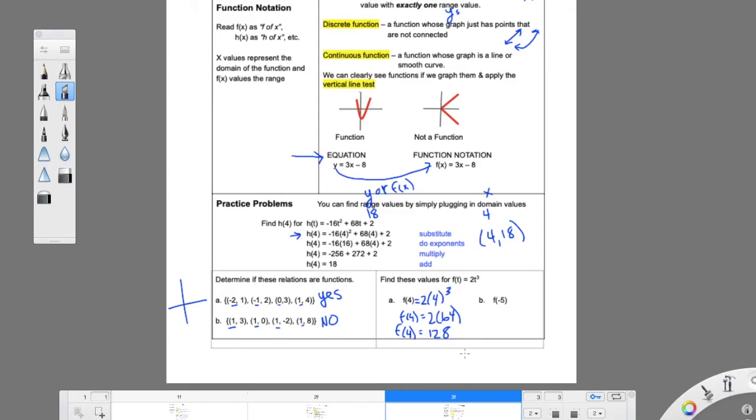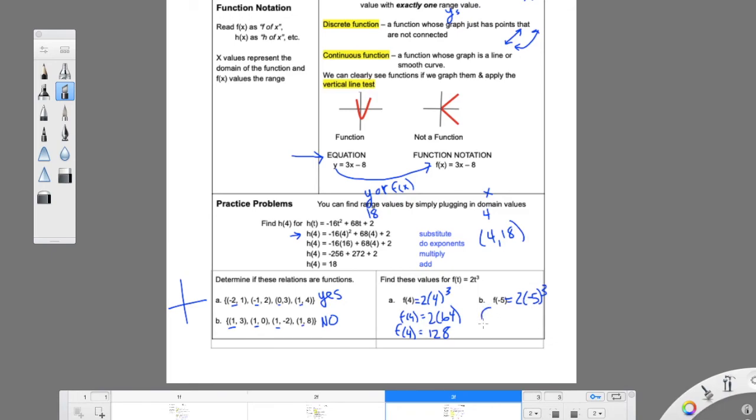You could also do 64 plus 64 in your head. It just depends on how you would do that one. Or you could write it off to the side. You can use a calculator, but this one's not too terribly hard to do without a calculator. All right, so if we plug in 4, we get 128. Now we're going to do -5. So it's going to equal 2 times -5 cubed.